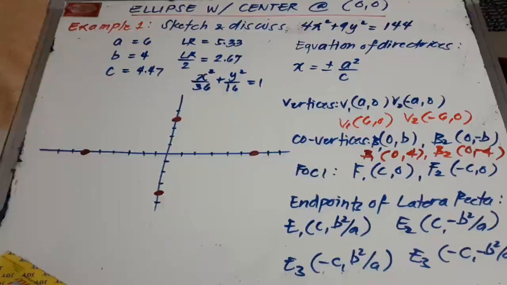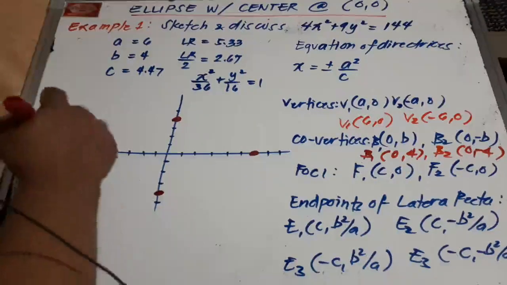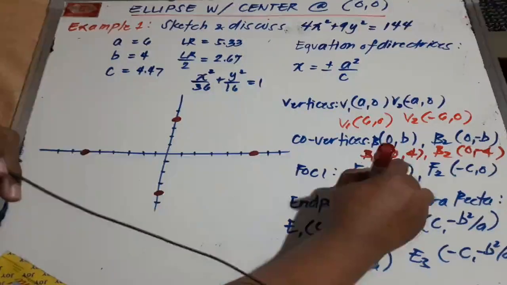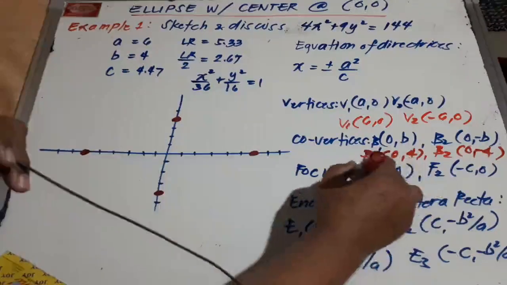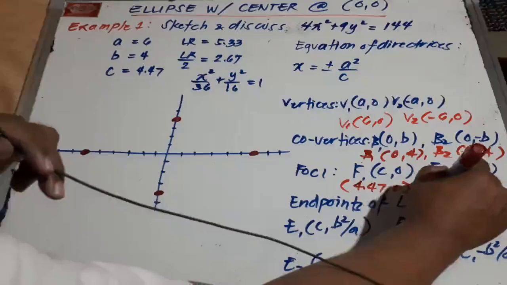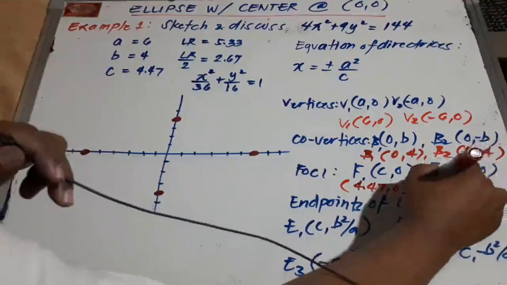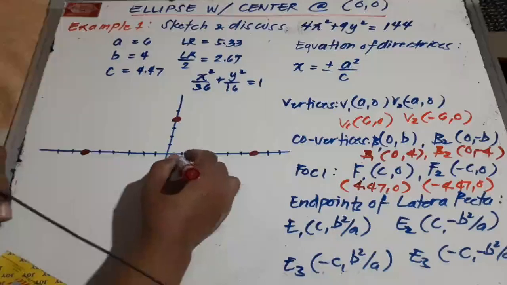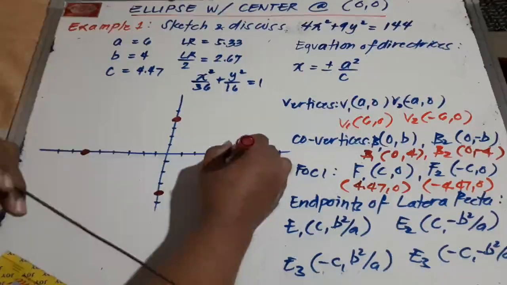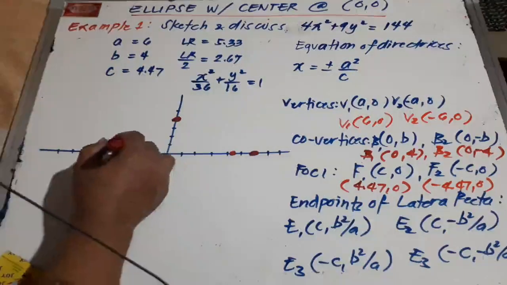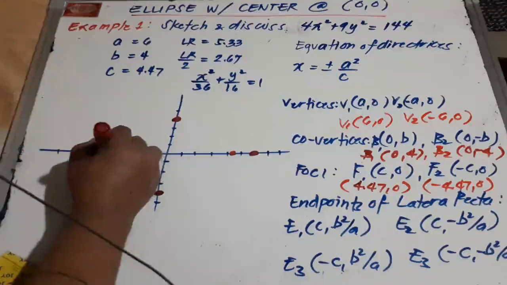Then the foci, F1 is C, 0. C is 4.47. So, we have F1 is 4.47, 0. And then F2 is negative 4.47, 0. So, nandito yung 4.47. 1, 2, 3, 4.47, somewhere here. So, we have 1, 2, 3, 4, 4.47, somewhere here.